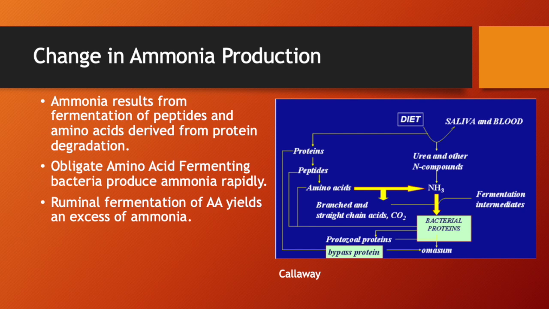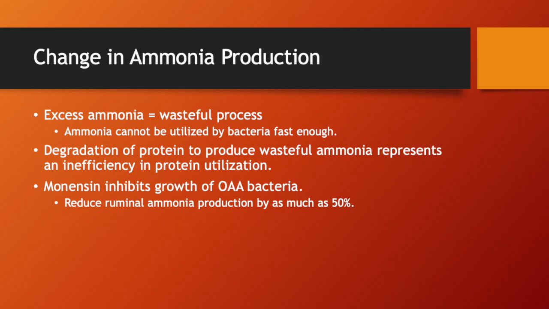The next mode of action is a change in the ammonia production. Ammonia is a compound that results from fermentation of peptides and amino acids derived from protein degradation. Obligate amino acid fermenting bacteria produce ammonia rapidly, and ruminal fermentation of amino acid yields an excess of ammonia. To the right, we can see a picture of what all goes into ammonia production and bacterial proteins. So ammonia is produced in excess, which means it's a wasteful process. Anything that is wasteful leads to a decrease in feed efficiency.